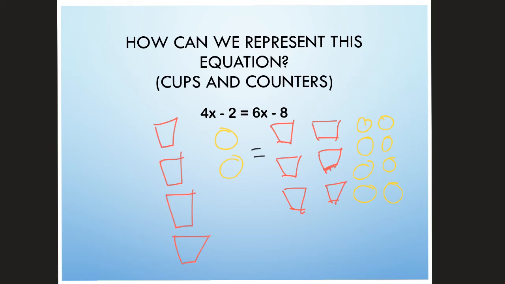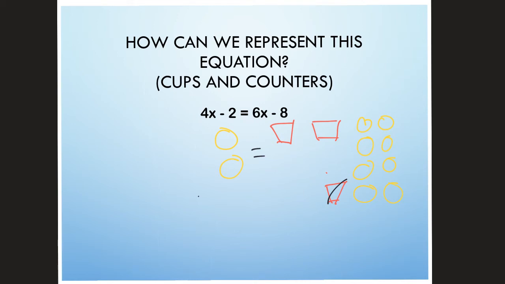So the first thing to do is I'm going to take 4 cups off each side. 1, 2, 3, 4. 1, 2, 3, 4. Why am I doing that? Well, I want to end up with what each cup equals. So just like I can subtract the counters as long as I do it from both sides, I can do the same thing with my cups. So let's erase these cups that I crossed out. Now I am left with negative 2 equals 2 cups and 8 negatives.